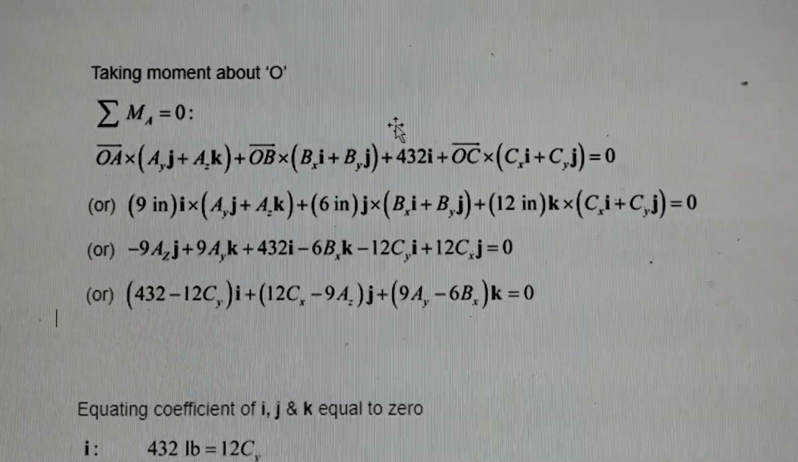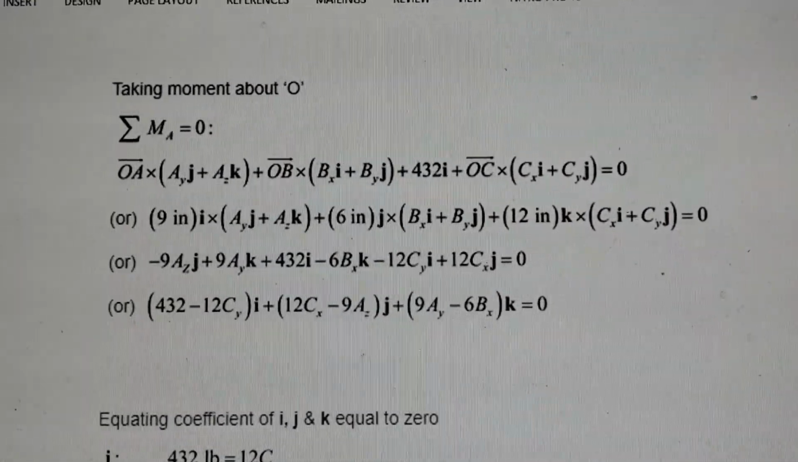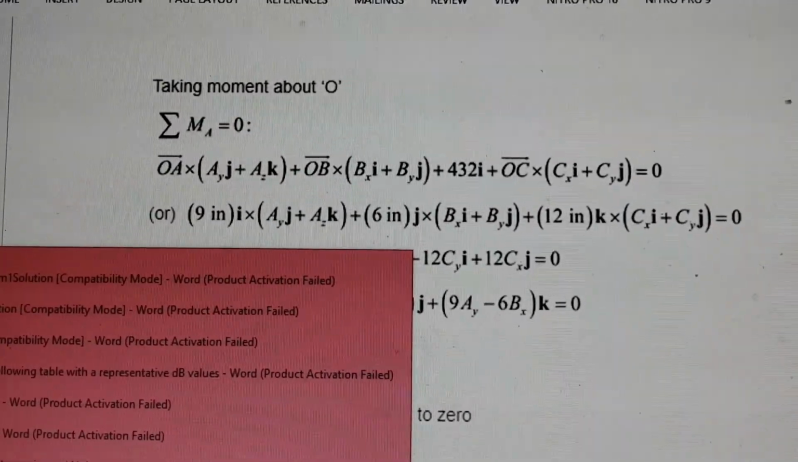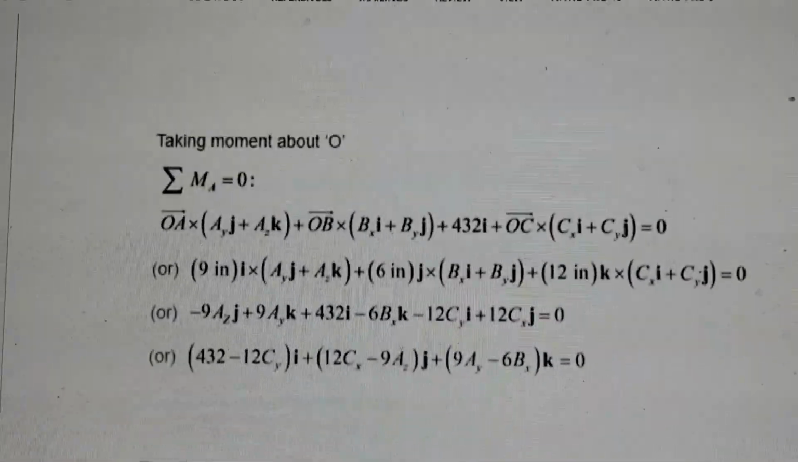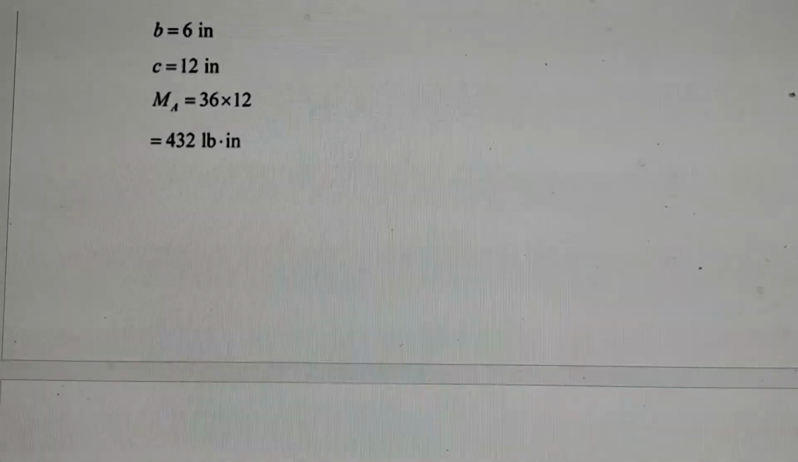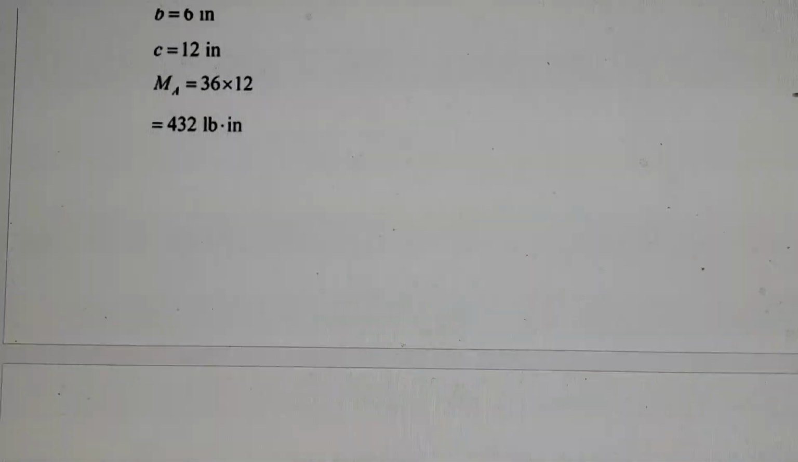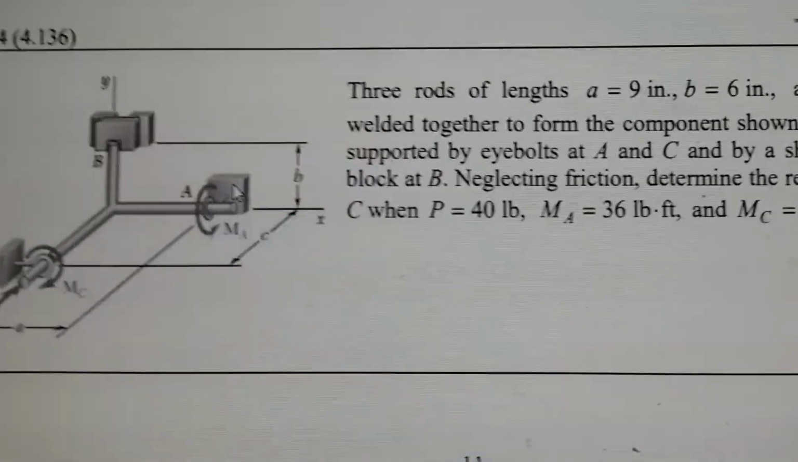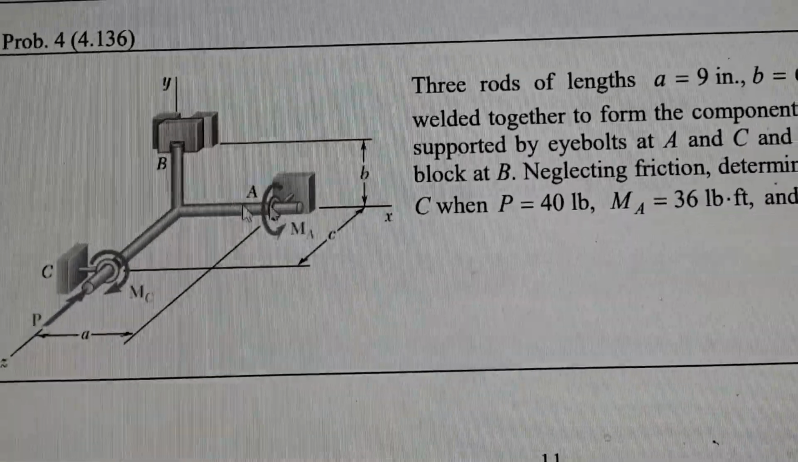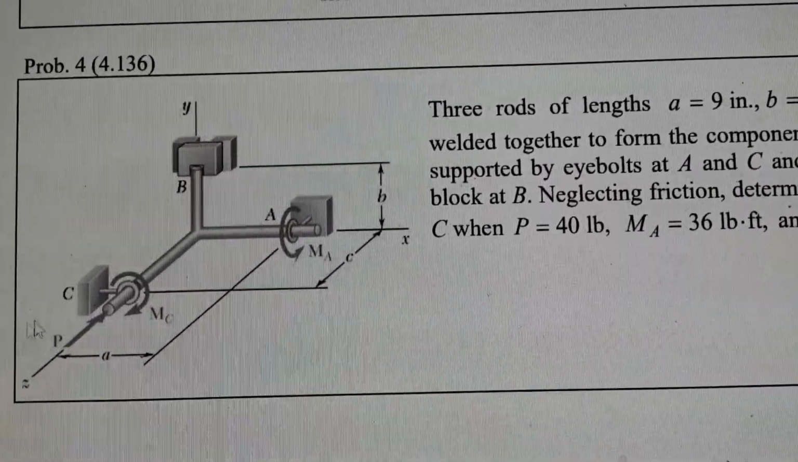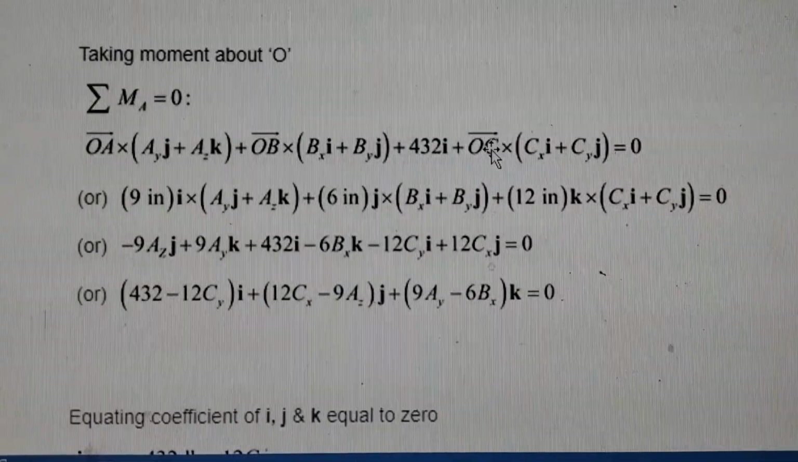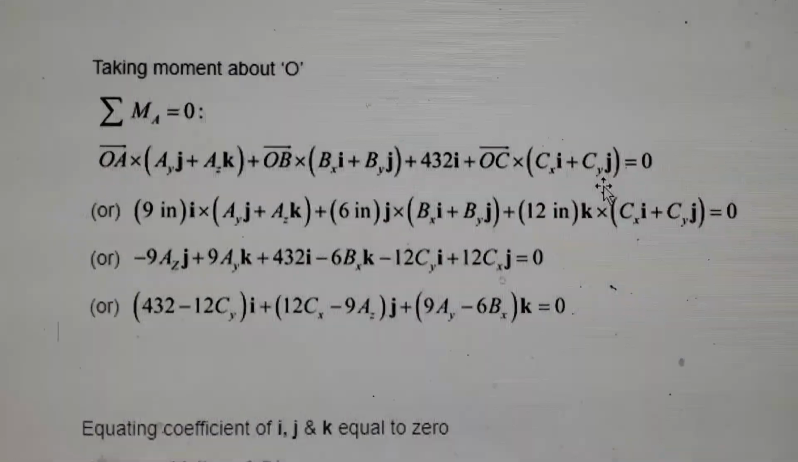Then plus 432 I, because this is the moment, and the moment was in the I direction. In the summation of moments at A, you have to add the 432, the moment at A, and it is in the I direction, in the x-axis. That's 432, and then OC cross CX I plus CY J.